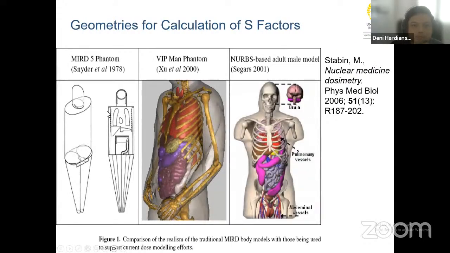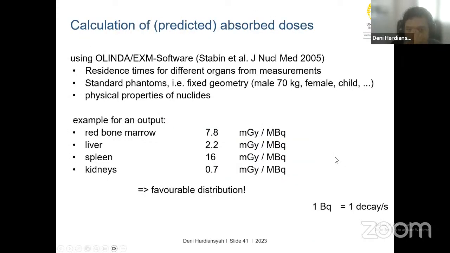This is some example of the phantoms that we can use for nuclear medicine dosimetry. For example, the MIRD-5 phantom, a very generic one. Even though you cannot see the real shape of the organs, some people still use this. The VIP-Man phantom, people also use this one as well. And then, of course, in the end, we need to calculate the absorbed dose, the predicted one. For example, here we can use the OLINDA/EXM software.